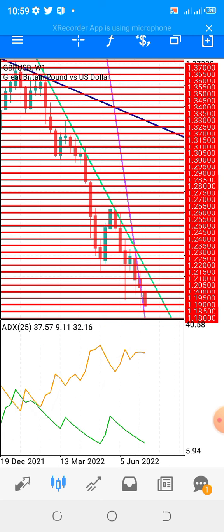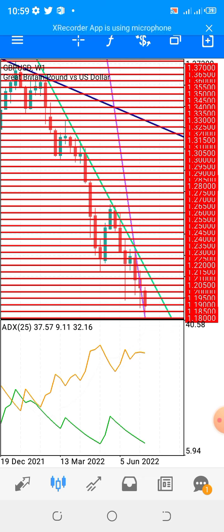By looking at these trend lines, it is obvious to you that the market is on a downtrend. It is obvious that the market is selling. When you look at the weekly time frame, the daily time frame, and the 4-hour time frame, it is obvious that the market is on a downtrend. So I'm only focusing on sell positions. Do you understand? I'm only focusing on sell positions.